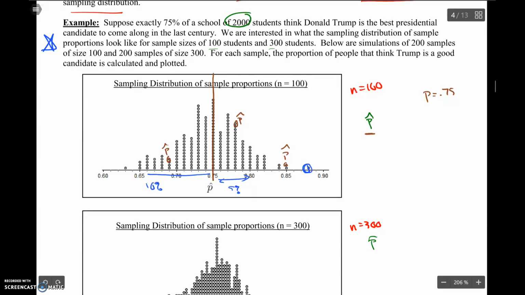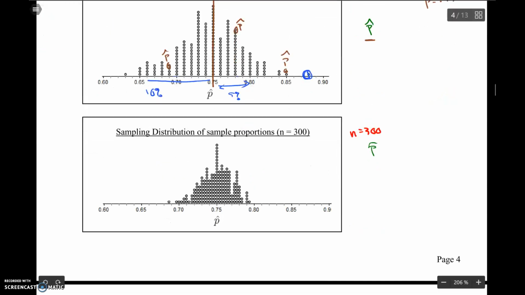We did 200 samples, so this only happened once out of 200. But for the most part, we're about 5 percentage or 10 percentage points off on average, maybe. Well, what if we take sample size 300? Notice we're still unbiased. The center of my sampling distribution is still the true population proportion, but now my p-hats are a lot less variable.